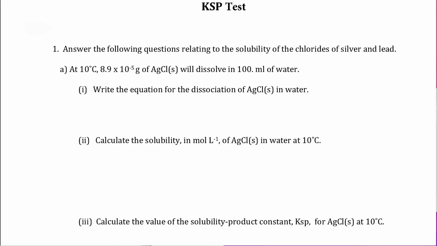They want us to write, so number 1AI, write the equation for the dissociation of AgCl in water. I want the ionization reaction. So really important to write the phases here. So I'm going to take my silver chloride, and it's an ionic compound and a solid, and I'm going to write Ag plus ion, no big deal here, aqueous, plus the chloride ion.